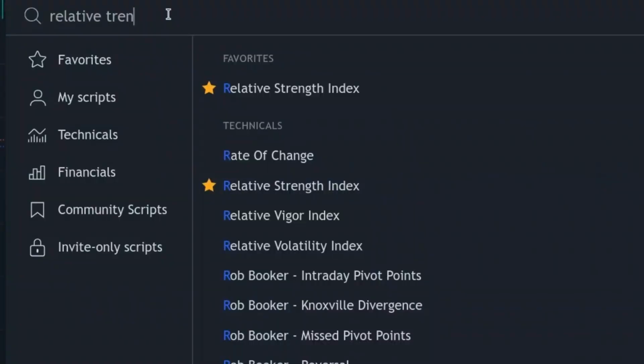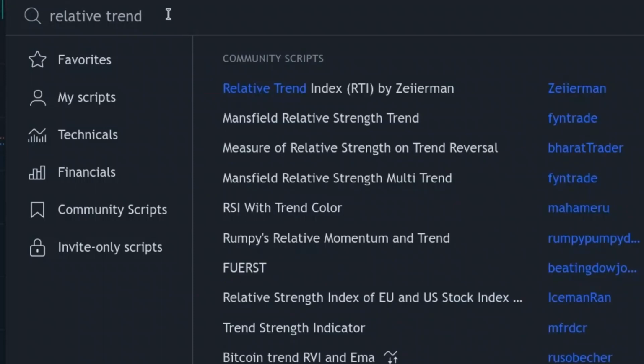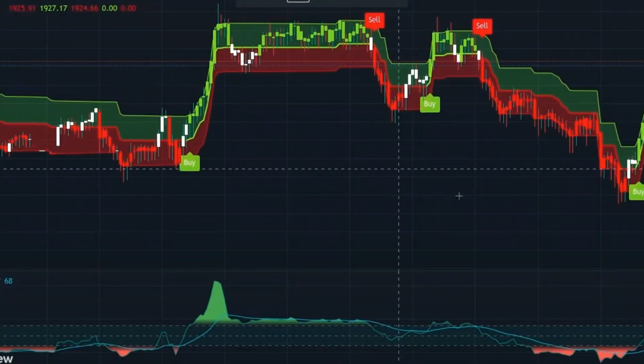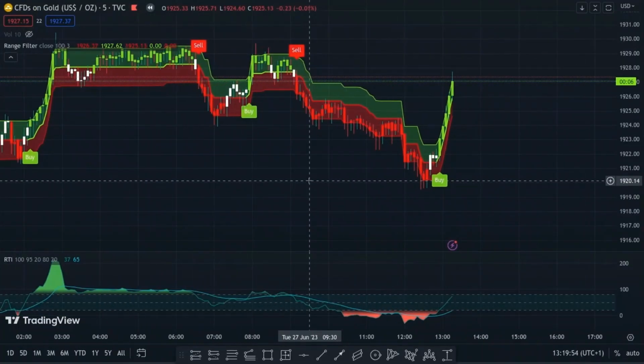So first we go to the search box and search the RTI indicator by Zeiierman, then select it. Then we will search another indicator, Range Filter by Sell, 5 minutes indicator on the 5 minutes chart, then select it. Look at the chart, it looks like a perfect chart.